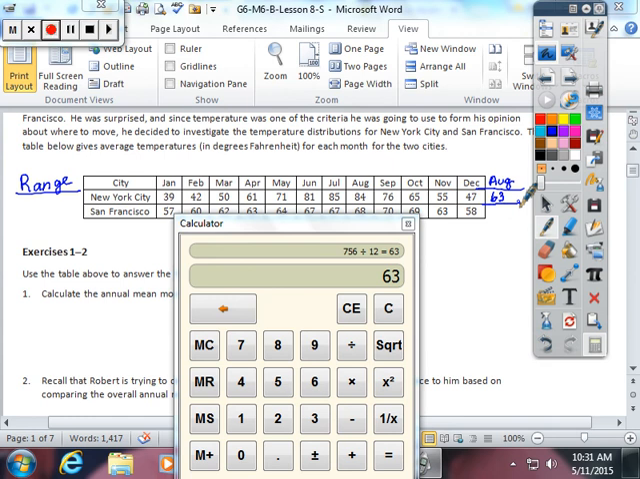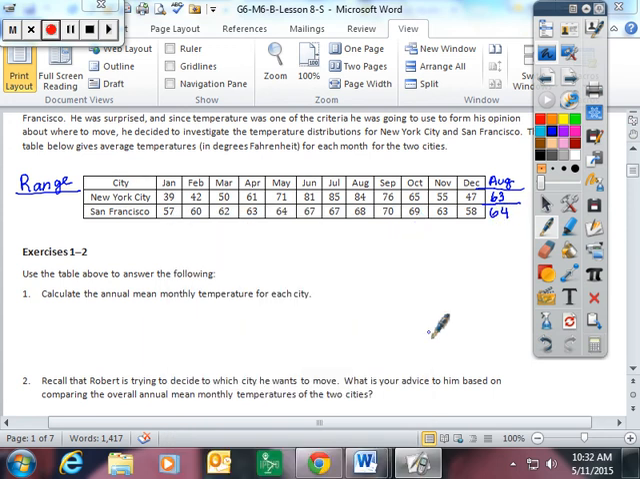So then we said, okay, let's find the mean temperature of San Francisco. And again, added up all of their temperatures for the months. And we're going to divide that by 12. Okay? So then the students and I talked, and we're like, okay, well, the average temperatures are very close together. It really wouldn't help Robert make a decision.